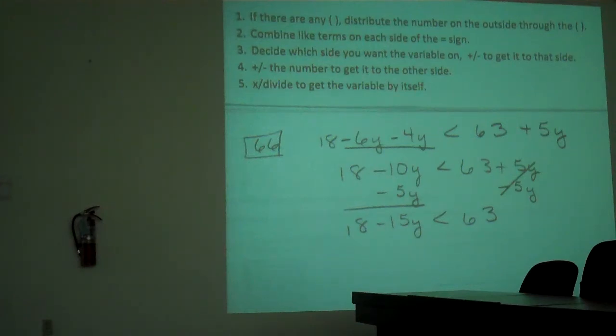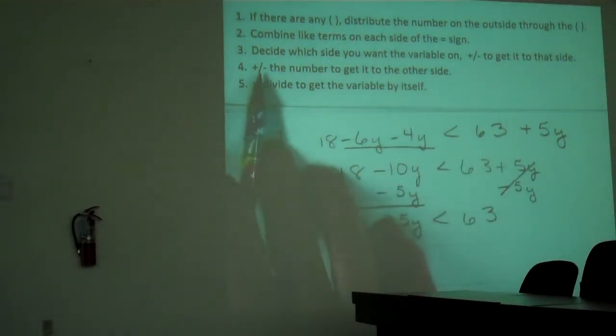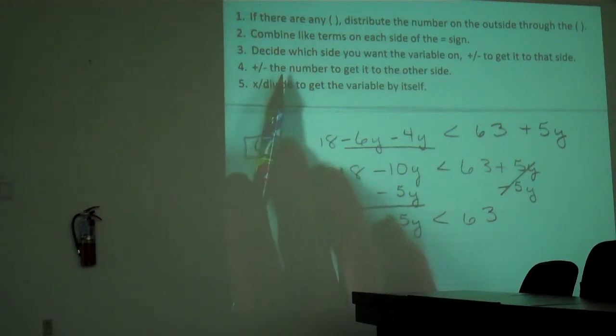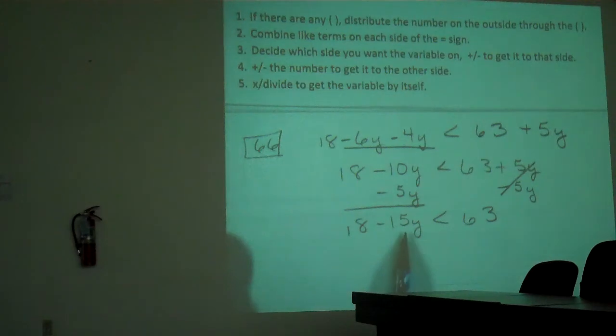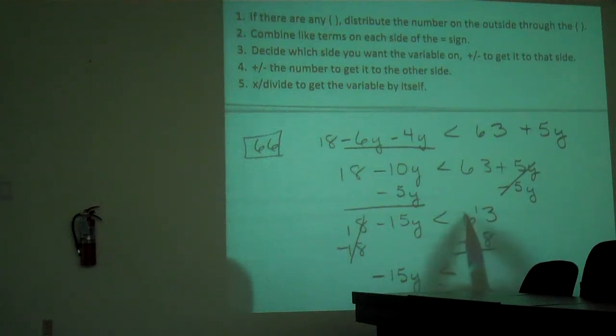Okay, now that we've got the y on one side, you need to do the plus or minus on the number to get it to the other side. You want to leave the variable, so you want to plus or minus the number. It's positive, so you want to subtract it. Subtract 18 from both sides. You still have negative 15y is less than, you need to borrow, 13 minus 8 is 5, 5 minus 1 is 4.